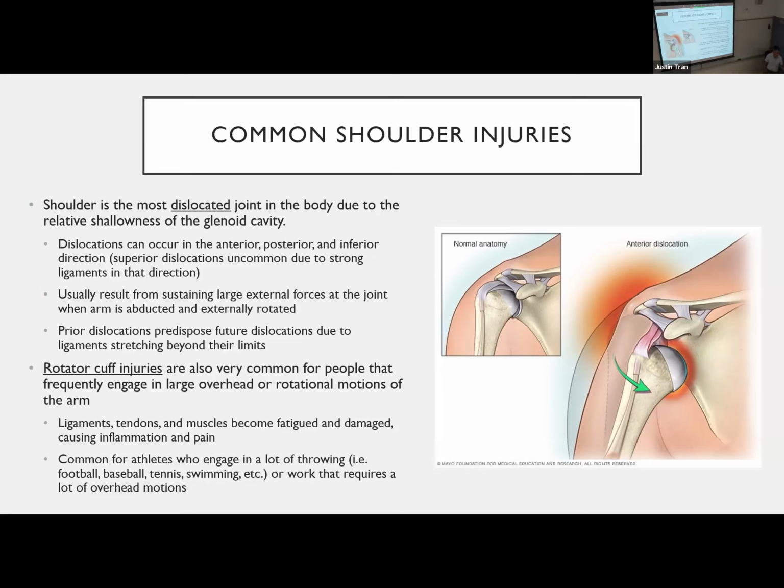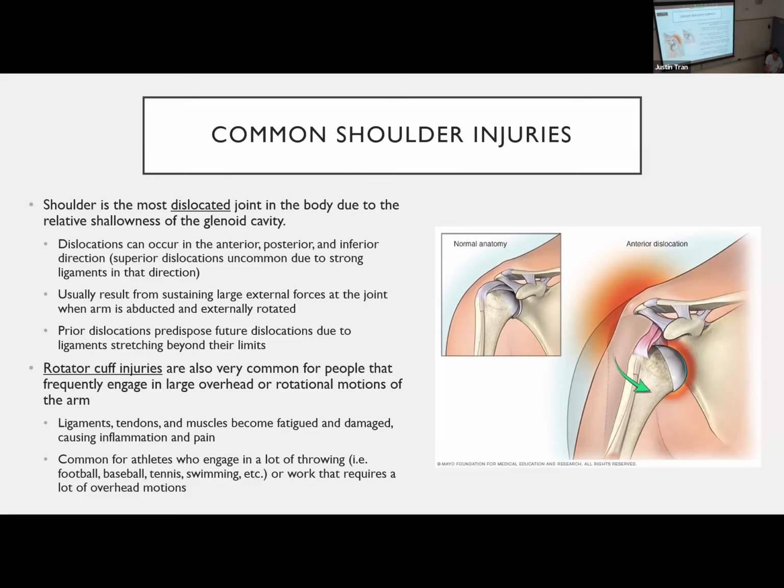Okay. Another common injury at the shoulder are rotator cuff injuries. These are actually very common for baseball players, because they end up throwing balls a lot. Any kind of overhead or rotation motions of the arm that you're doing excessively is going to hurt your rotator.